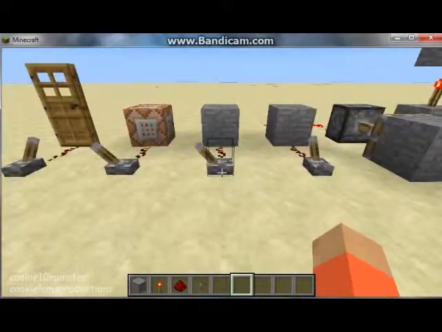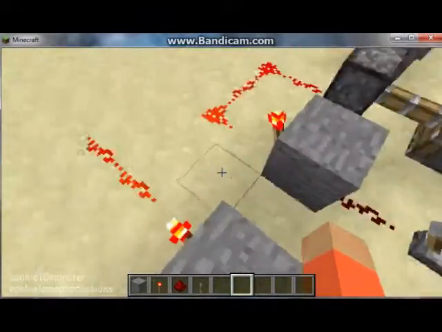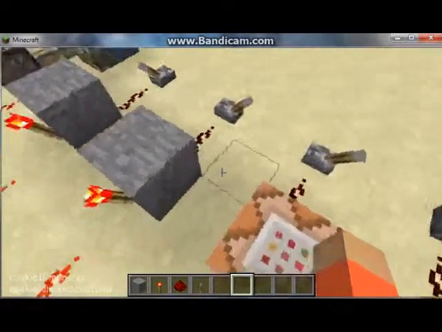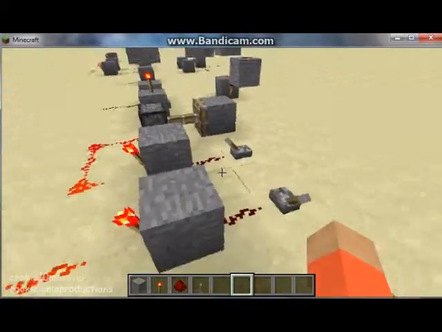Hello YouTube, Cookie Monster here, and today we'll be talking about redstone. We're going to be continuing the series, and mainly what we'll be talking about today are the NOT gate, the OR gate, and the AND gate.